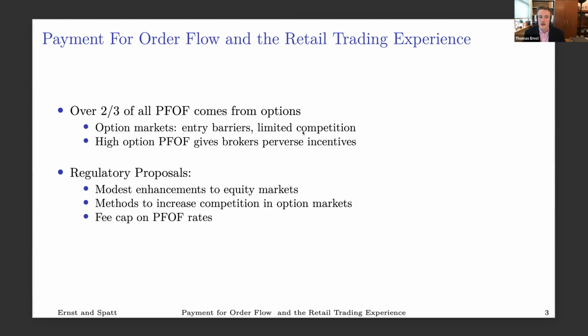And the other problem is that the fact that options pay so much more in PFOF than equities gives brokers some very perverse incentives. So what we do in this paper is, after highlighting these problems, we come up with some regulatory proposals. First, the SEC has been focused exclusively on equity markets and hasn't come up with any proposals on the option markets. So we look at those and we think that the SEC could actually do some more modest enhancements to equity markets that build on what's there rather than creating something new. But we also suggest a couple of methods that could increase competition in option markets. And finally, we suggest a simple cap on PFOF rates, a simple fee cap that the SEC could impose.